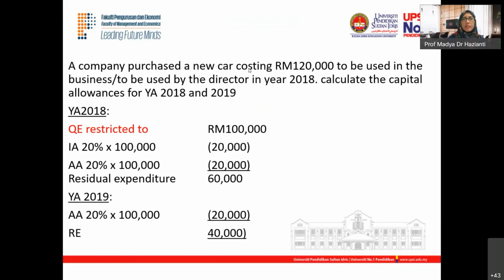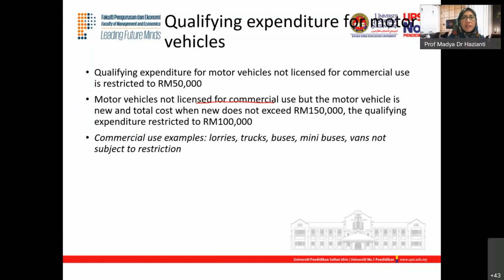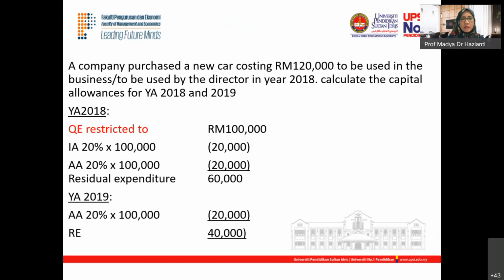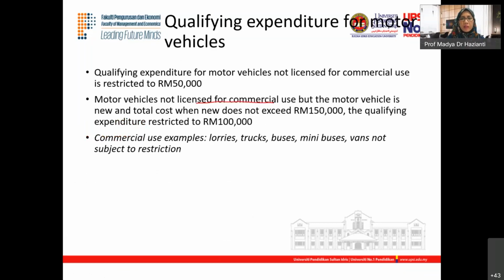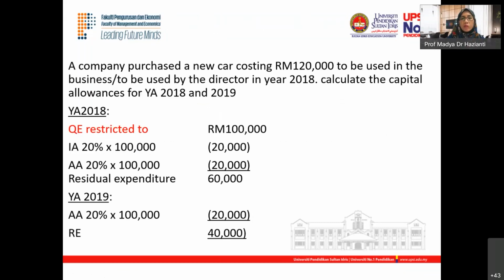Okay. Sekarang dia kereta baru. Kereta baru used by the director. So used by the director, dia personal use lah, dia bukan business use. Maknanya dia masuk dalam kategori ni. Not licensed for commercial use. So here, the qualifying expenditure is restricted to 100,000 walaupun dia beli pada harga 120,000.